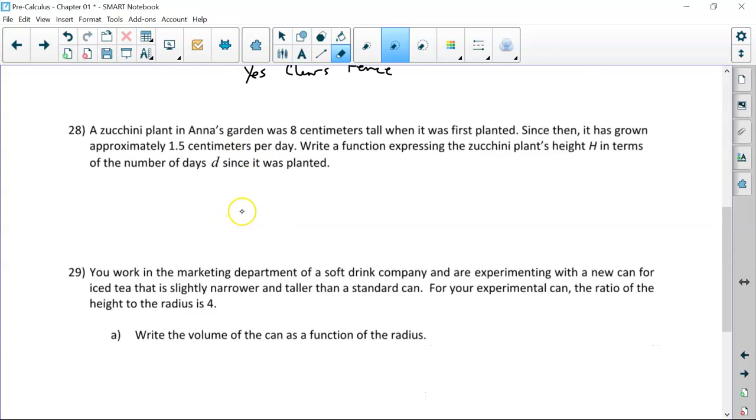Number 28, the zucchini plant was 8 centimeters tall when it was planted, and it grows about 1.5 centimeters per day. We're going to write a function expressing the height, h, in terms of the number of days, d. Now it started at 8 centimeters, so that is our y-intercept. Our starting point is at (0, 8). And that 1.5 centimeters per day is our slope. So we can say that the height h is 1.5d plus 8.